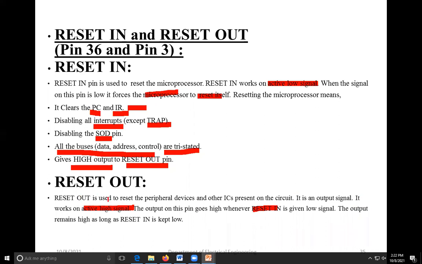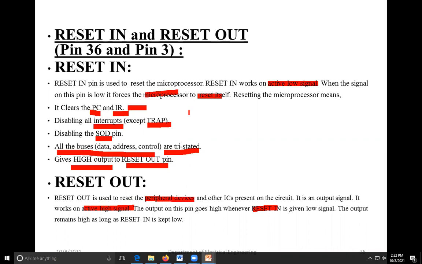What is the use of the reset out? You have to reset the peripheral devices. Peripheral devices means, suppose you have to connect the keypad, the LCD, or the DC motor. When you connect all these things to the 8085, you have to reset all the peripheral devices, means put the value 0 in the peripheral devices. So it is called the reset out.